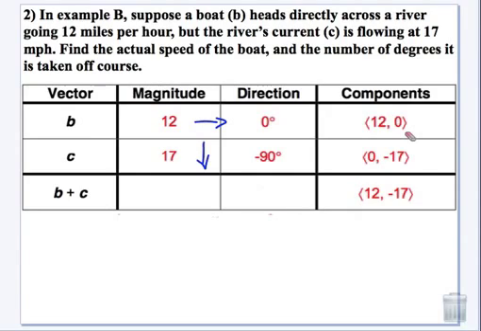Then I'm using my inverse tangent formula. Let's do inverse tangent of negative 17 over 12. And I'm going to get the angle approximately negative 54.8. All right, so that's my direction. Now let's find the magnitude. The square root of 12 squared plus 17 squared gives me my magnitude of approximately 20.8.